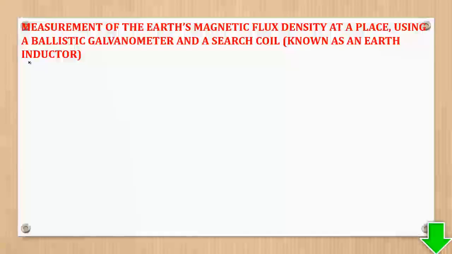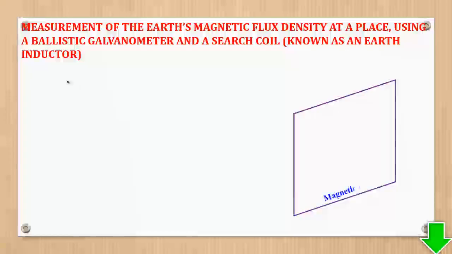So when you are measuring Earth's flux density, the combination of a ballistic galvanometer and the search coil, we shall call it earth inductor. So they can tell you in the question, describe how you can measure Earth's flux density using an earth inductor, or they can say, describe how you can measure Earth magnetic flux density using ballistic galvanometer and a search coil. They both mean the same. Just as we saw previously that a deflection magnetometer means the same as a tangent galvanometer.